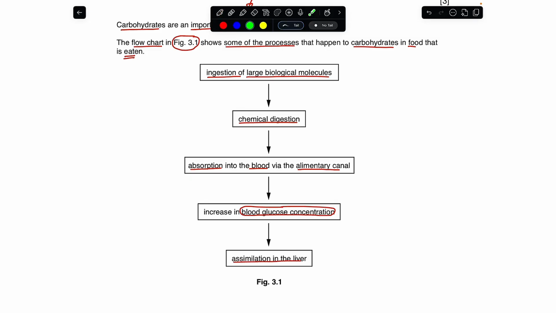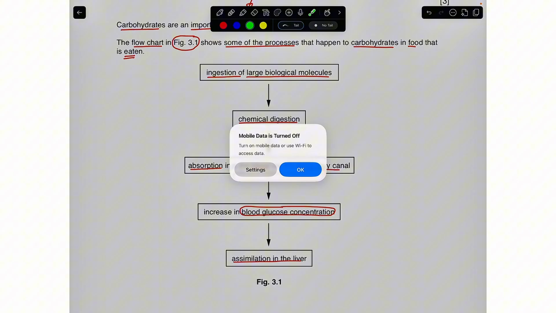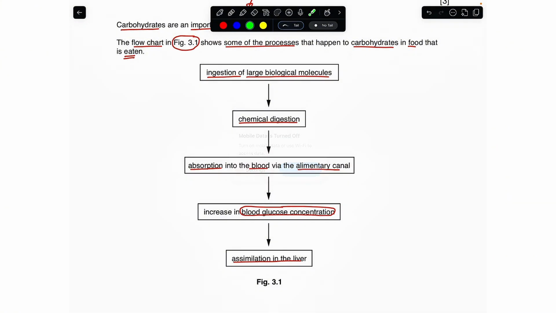Now, in simple words, these are the aspects of nutrition where the food would be ingested, and there would be this chemical digestion. There would be the absorption in the blood, the increase in the blood glucose concentration, and assimilation. And these are the four major fundamental aspects of nutrition in the human body.